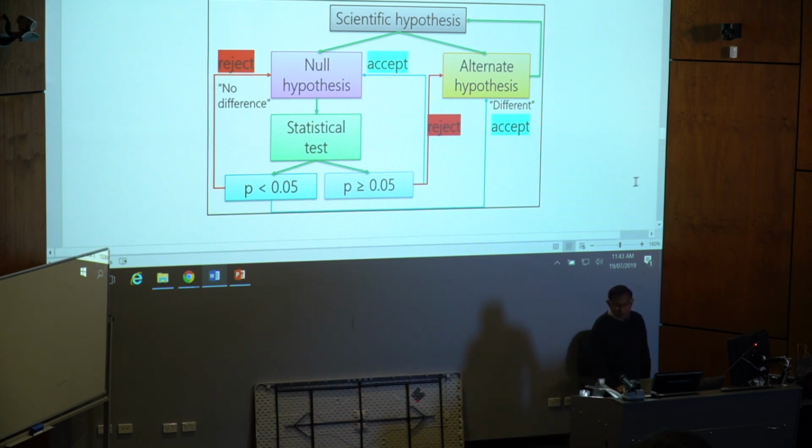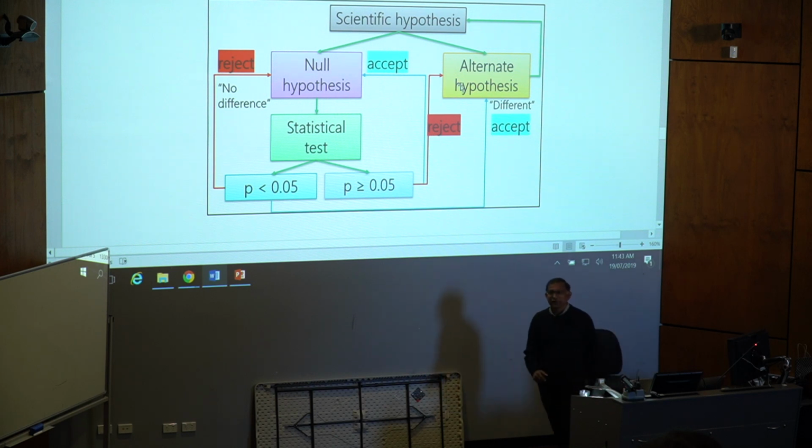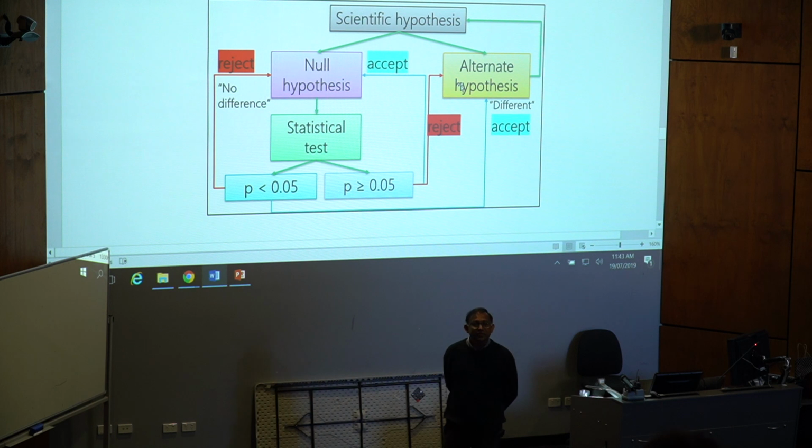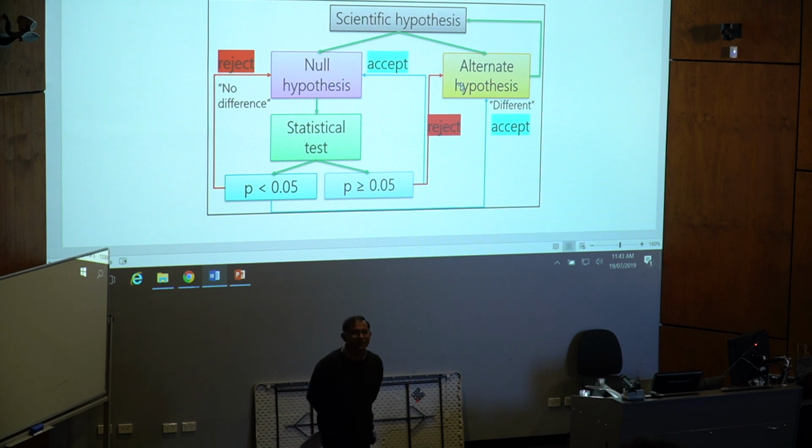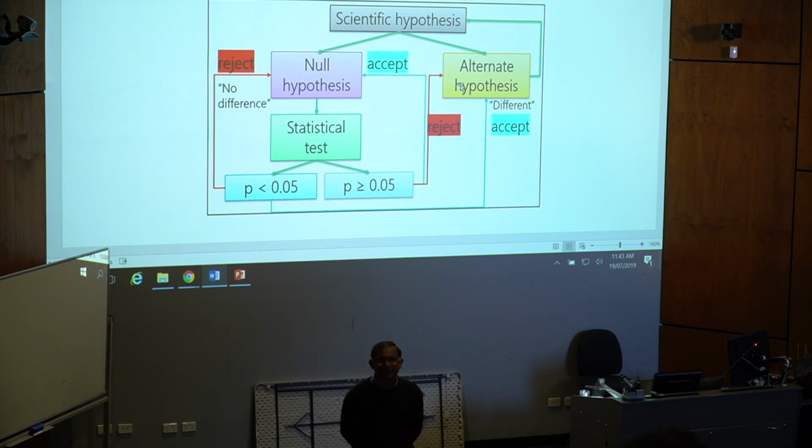If P is equal to or greater than 0.05, then you accept the null hypothesis and you reject the alternate hypothesis. If you reject the alternate hypothesis, then it means that the scientific hypothesis is not supported. Deductive thinking. That's what hypothesis testing is all about.